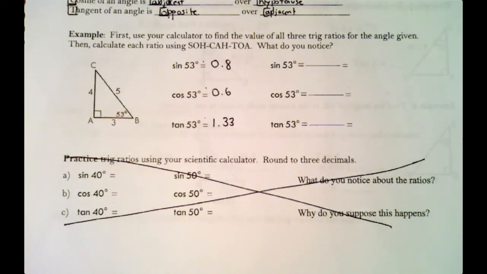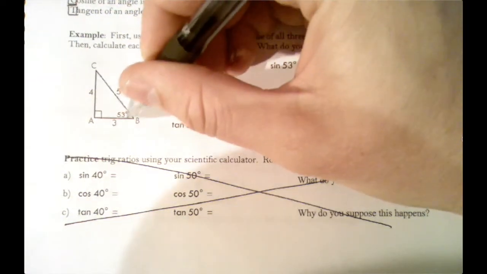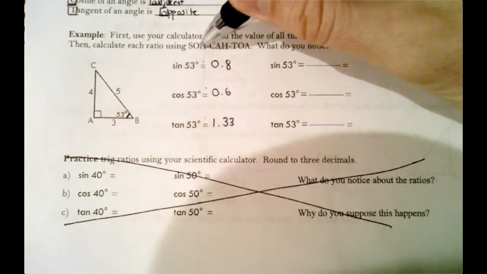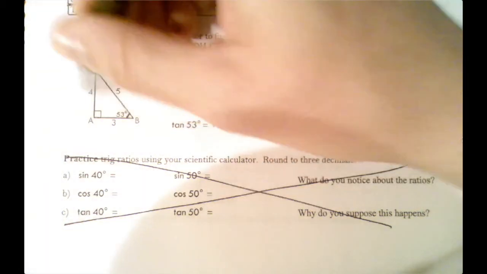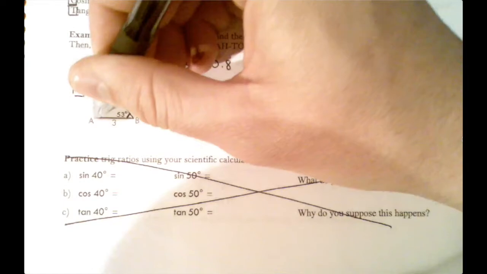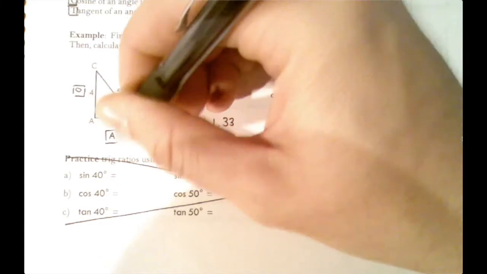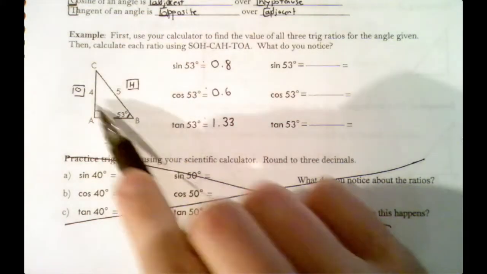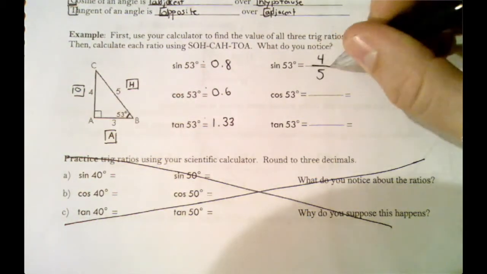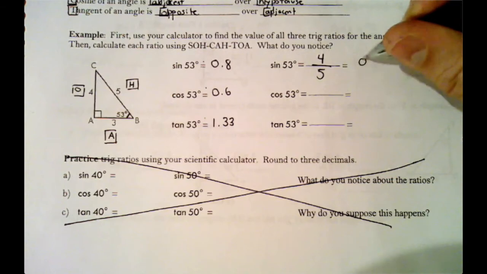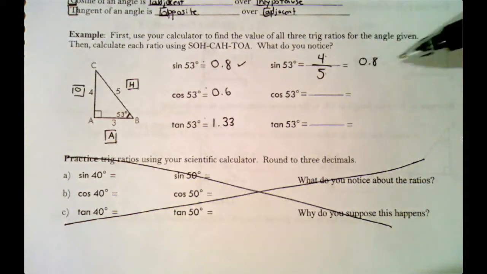Now, if we remember what we just did above, the SOHCAHTOA, sine of this angle is supposed to be equal to opposite divided by hypotenuse. Well, opposite, 53, would be over here. Hypotenuse is across from the 90, and adjacent is the side that touches the angle. Well, opposite would be 4, and hypotenuse would be 5. 4 divided by 5 in a calculator is 0.8. And if you look, sine 53 gives you the exact same thing as O over H.